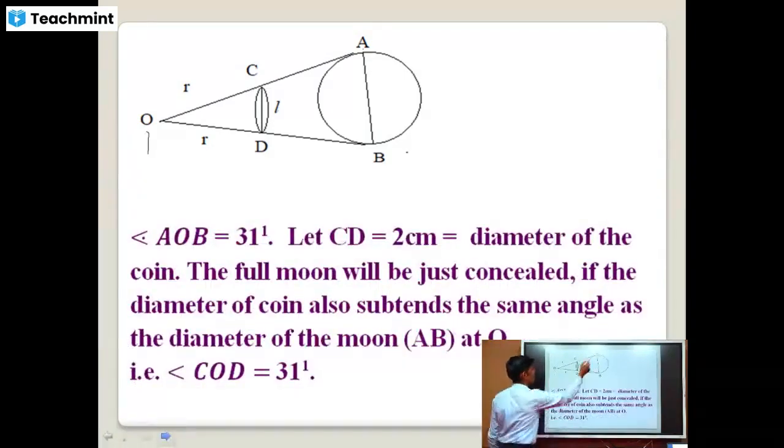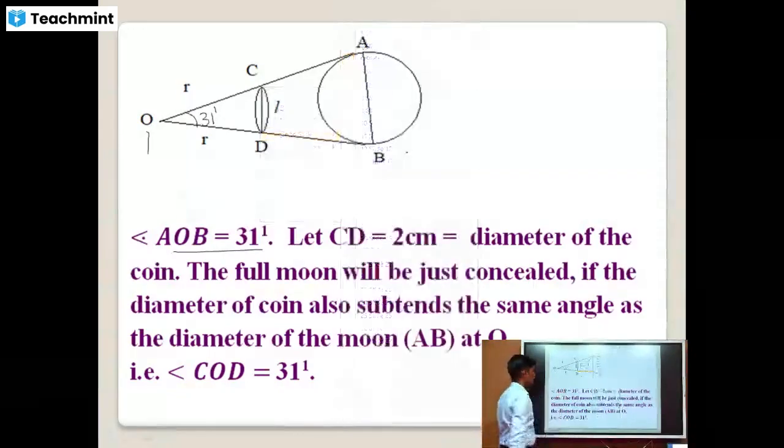Now angle AOB is called the angular distance. Angle AOB is 31 minutes. Let CD, equal to 2 centimeter, be the diameter of the coin. This CD is the diameter of the coin.